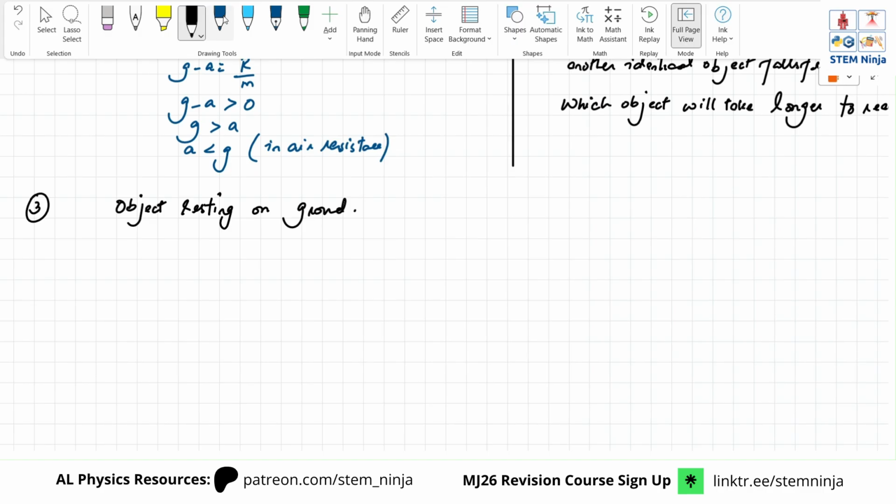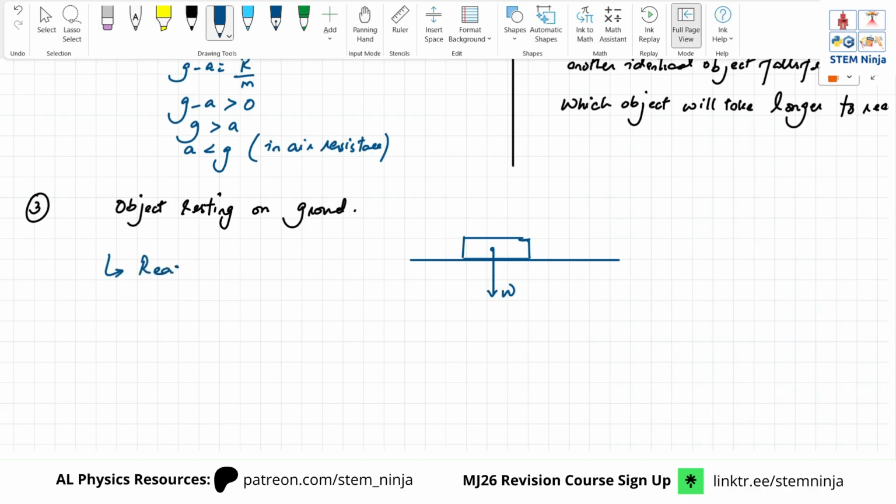So if you have an object that is sitting on the ground like this, notice two things over here. Object has the weight, definitely, but what about the contact forces? What about the reaction forces?